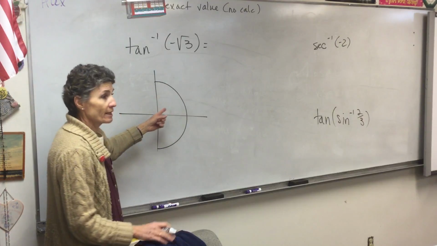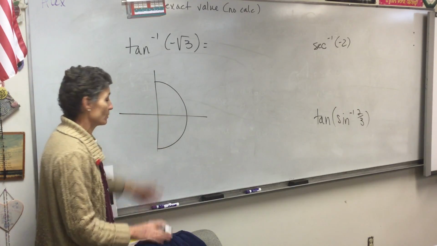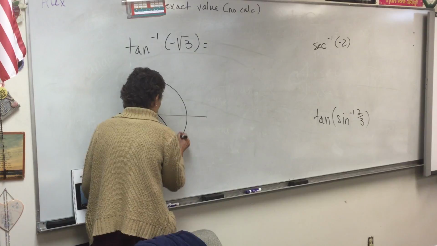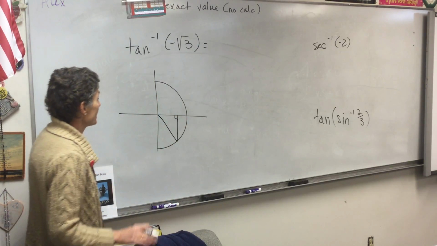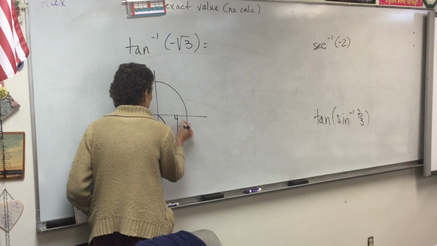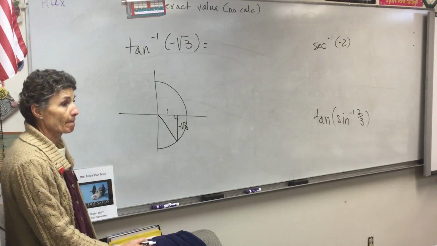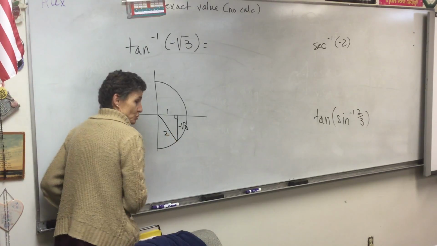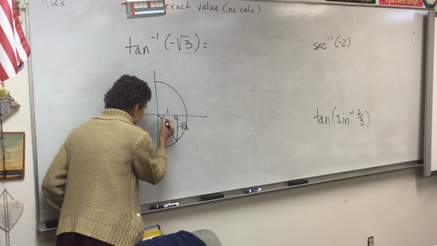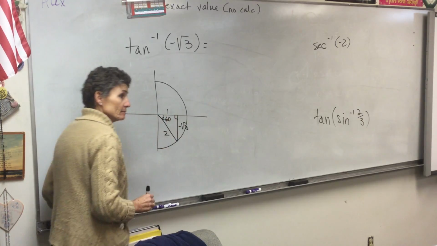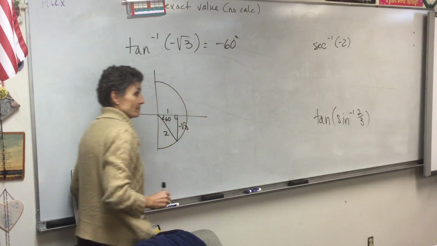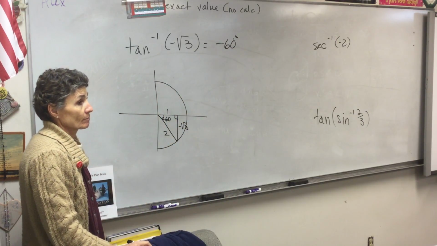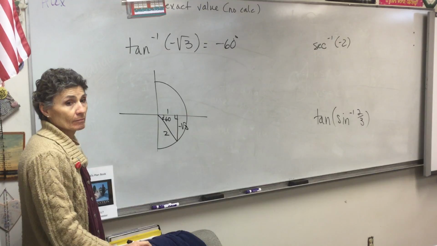Kids, are you ever going to draw a negative in quadrant 1? No. Nothing is negative in quadrant 1. So you're going to draw this in quadrant 4. Butterfly bow tie. Always, always, always. Now the tangent is root 3 over 1, which means that's 2, and this guy is 60. Negative. The answer to the question is negative 60 degrees. Got it?